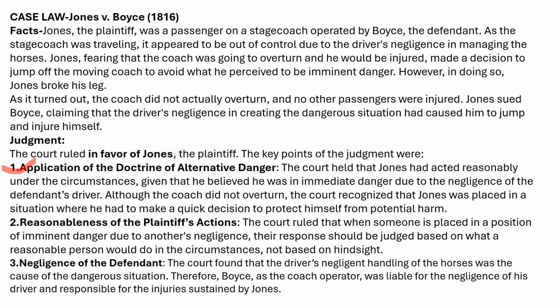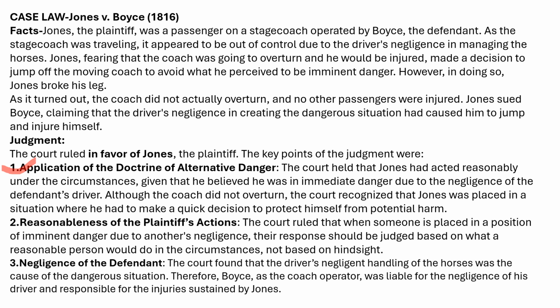Reasonableness of the plaintiff's actions. The court ruled that when someone is placed in a position of imminent danger due to another's negligence, their response should be judged based on what a reasonable person would do in the circumstances, not based on hindsight.